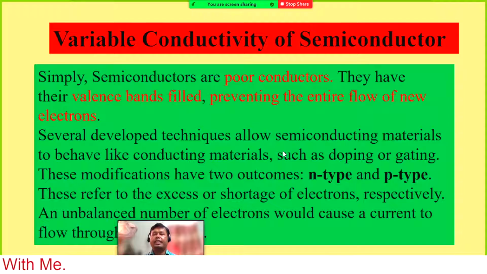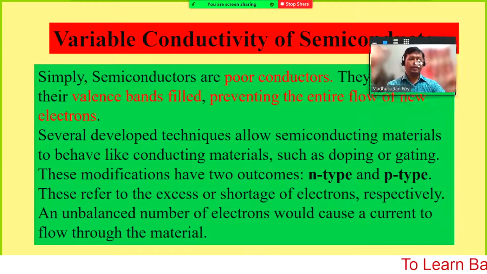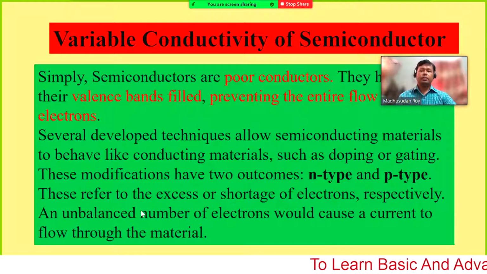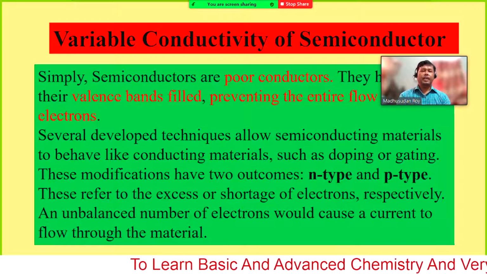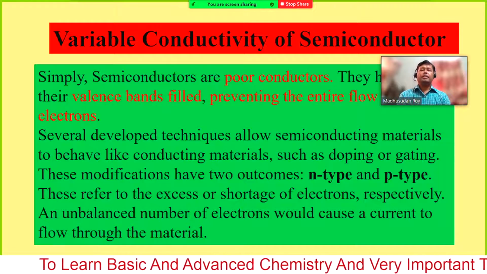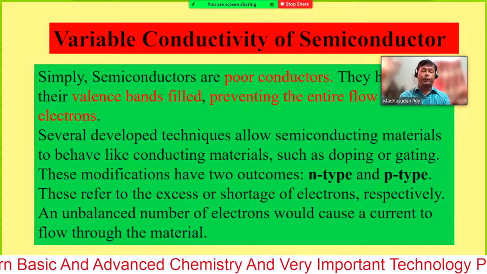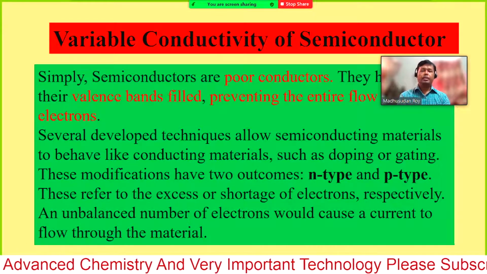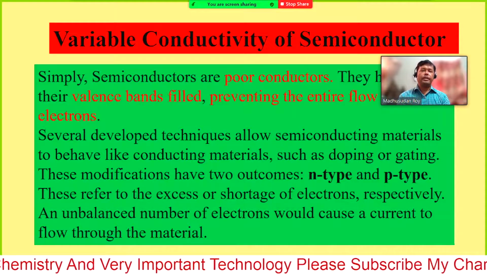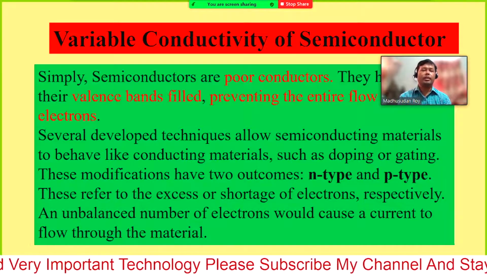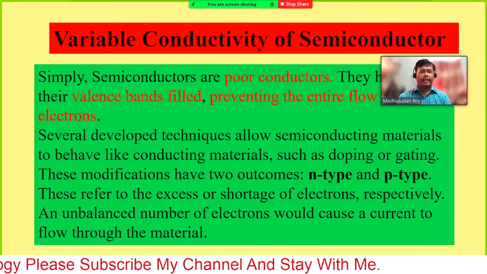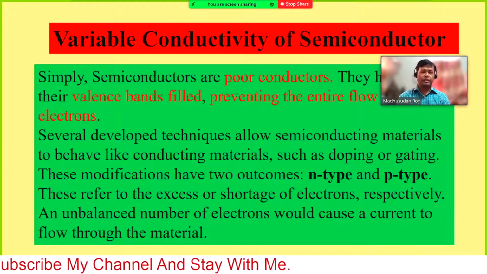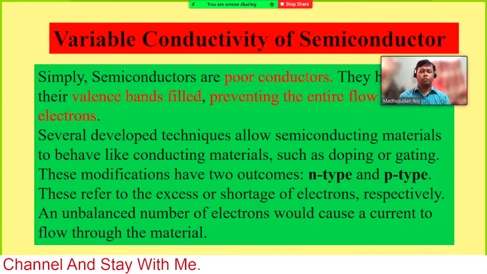Several developed techniques allow semiconducting materials to behave like conducting materials. That means some of our recent technologies or ideas that scientists have developed, that they can add some impurities. If we add some impurities inside the pure semiconductor, based on our interest, that can be different types of materials, group 3 elements, group 4, 5 elements.